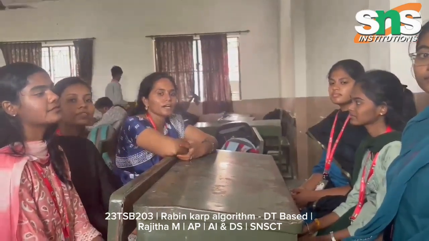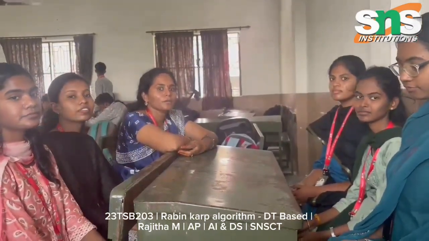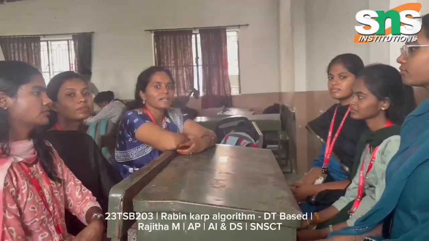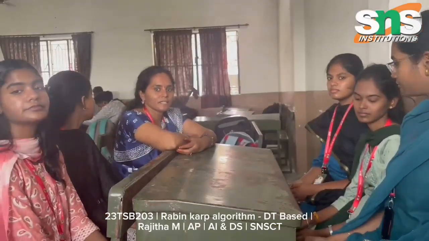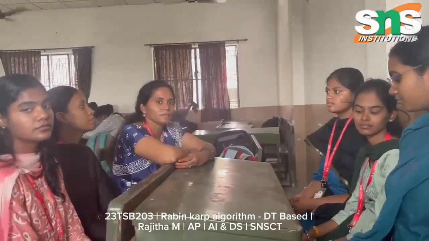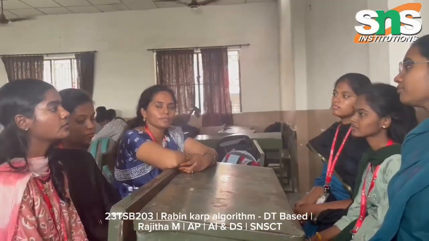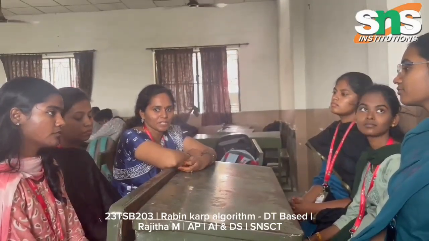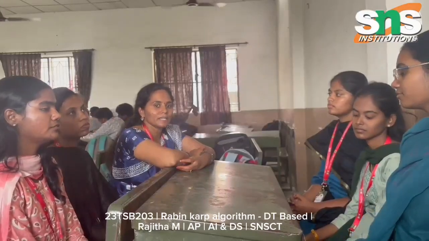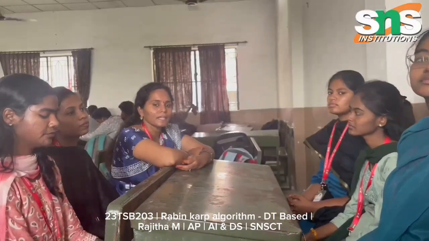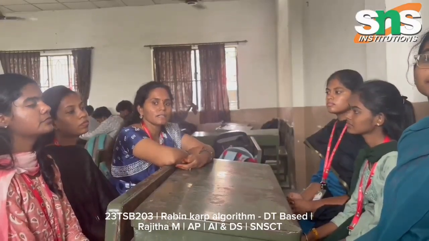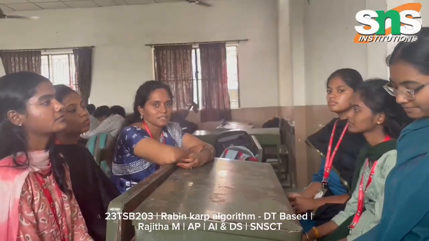Hi everyone. Today our students will explain the Rabin-Karp algorithm in data structures. It is a widely used string matching technique that helps in efficiently finding a pattern within a large body of text in many real-world applications such as search engines, plagiarism detection systems and DNA sequence analysis. Fast and accurate pattern searching is essential.